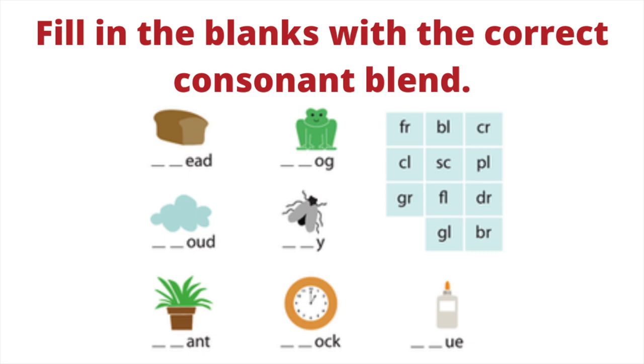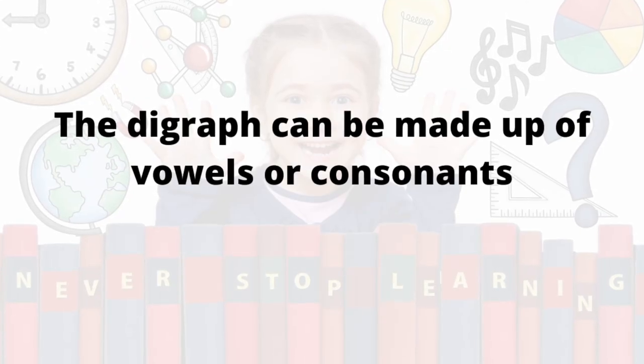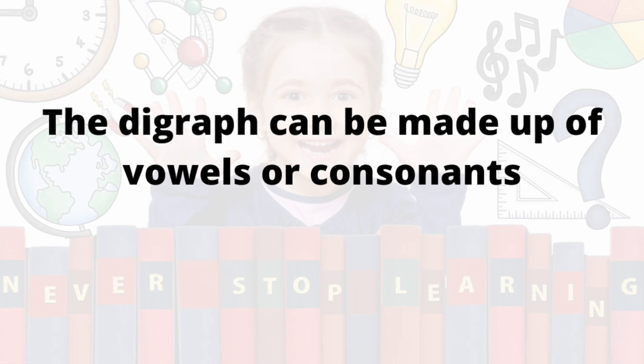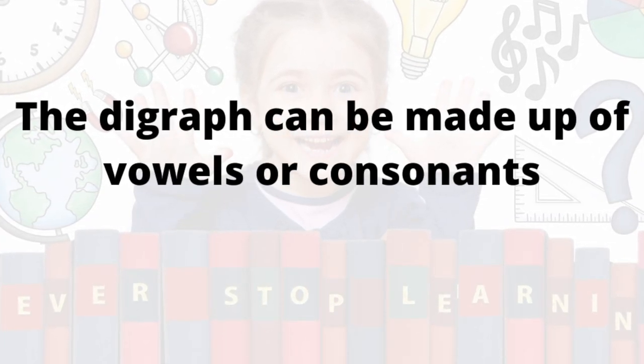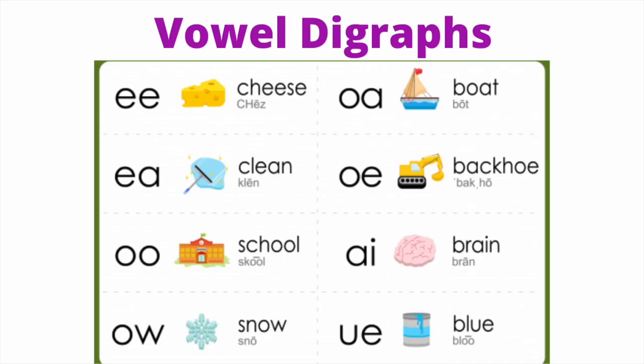Activity 4. Fill in the blanks with the correct consonant blend. Here again, you have to look at the pictures very carefully. Think and then answer. Always remember, a digraph can be made up of vowels or consonants. Now, let's see some examples.